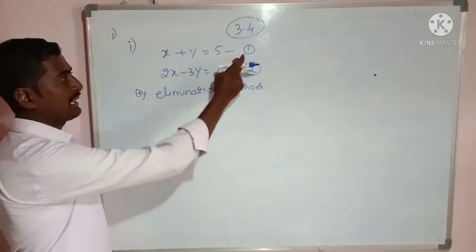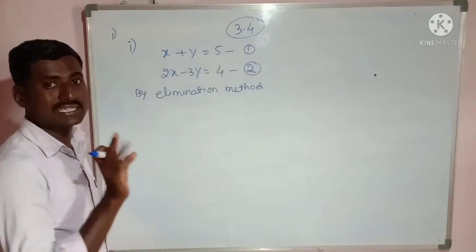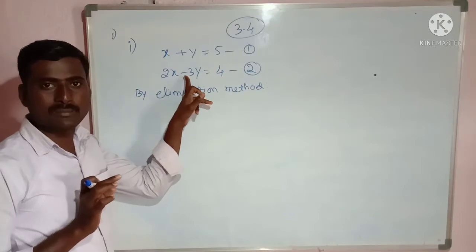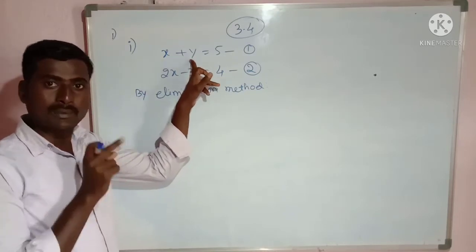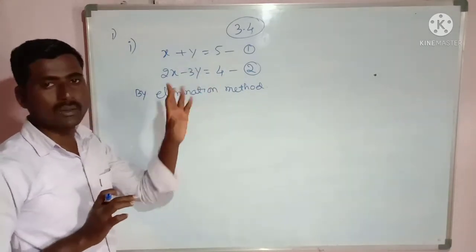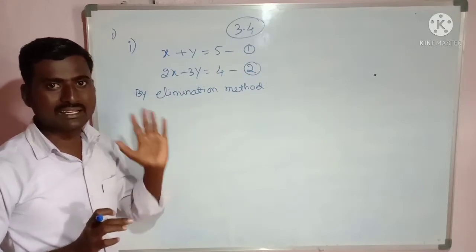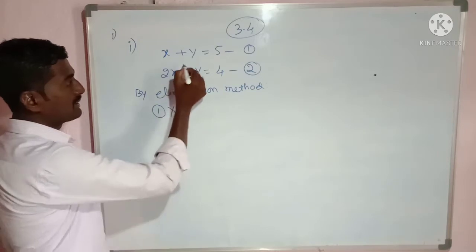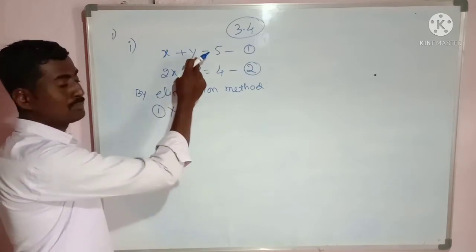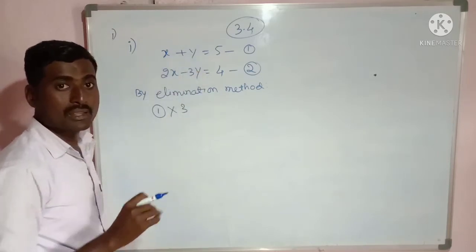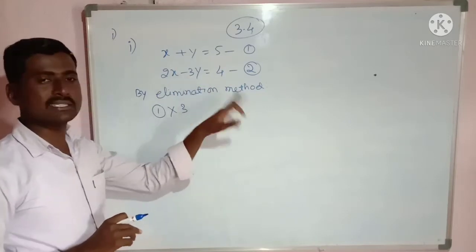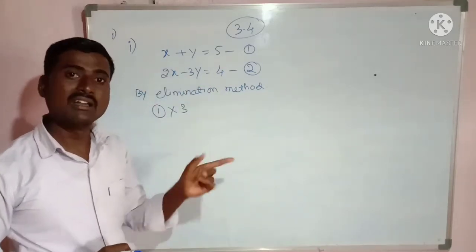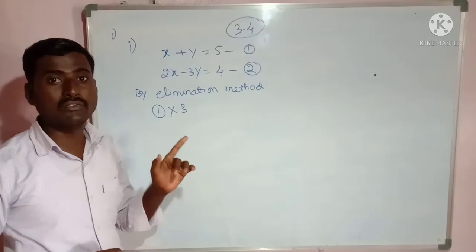For that, I can multiply equation number 1 by 3. Don't bother about the sign. Here minus 3 is there, but you see the number only. Don't worry about the sign. So equation number 1 is multiplied by 3. Then this will become plus 3y and this will become minus 3y. By adding those two equations, plus 3y and minus 3y will get cancelled. Automatically you can get the value of x.